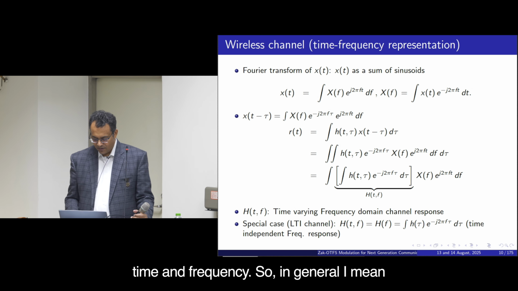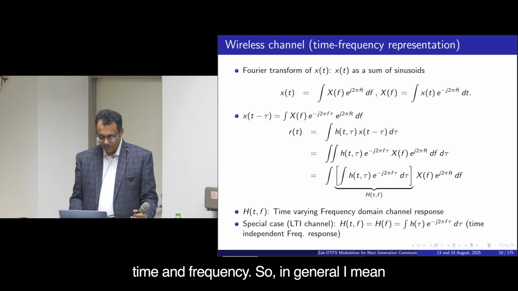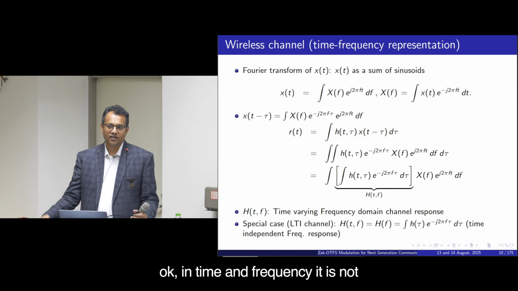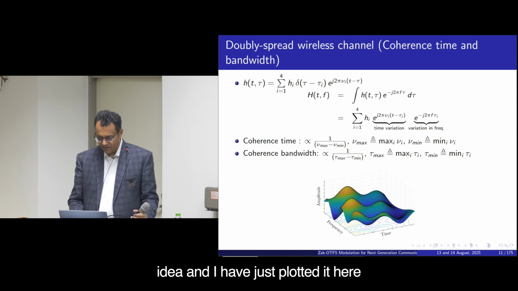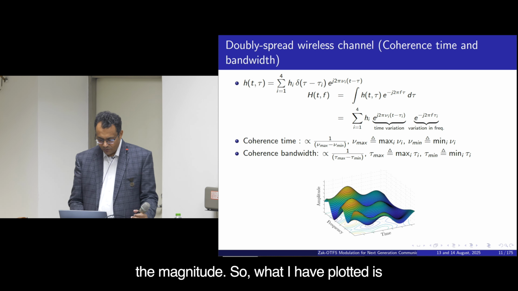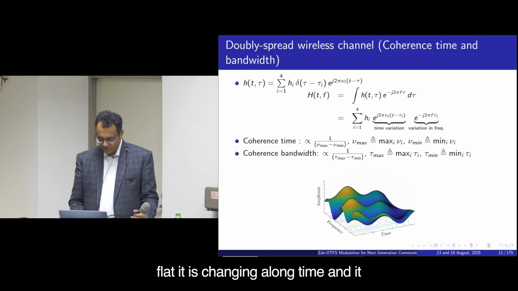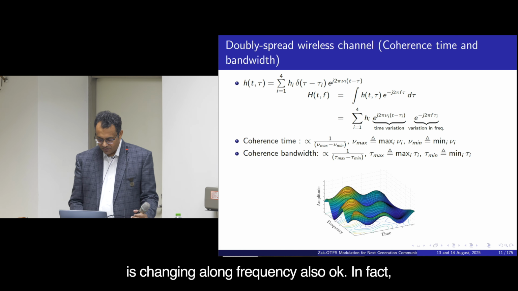So in general, the channel is changing in time and frequency, okay. In time and frequency it is not static, it is changing, that is the main idea. And I have just plotted it here for this 4-path channel, and you see the magnitude. So what I have plotted is the magnitude of this quantity, and you can see it is not constant, it is not flat, it is changing along time and it is changing along frequency also, okay.